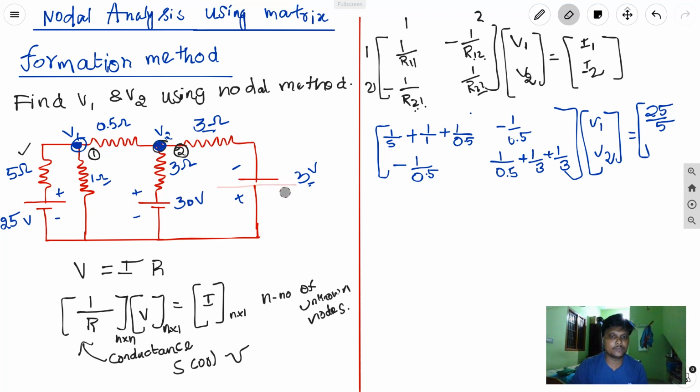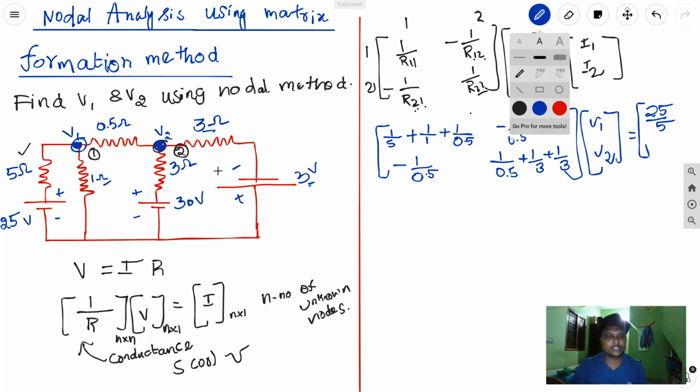But if you take this 3 volt, you see here the positive polarity is down, so that means the current is down. When we convert this voltage source to a current source, the current is obviously down because the plus polarity is down. So the current flow is away from the node. For that I have to take minus 3 by 3, which is going to be 1 ampere. So I can write here: first one 30 by 3, then second one minus 3 by 3.